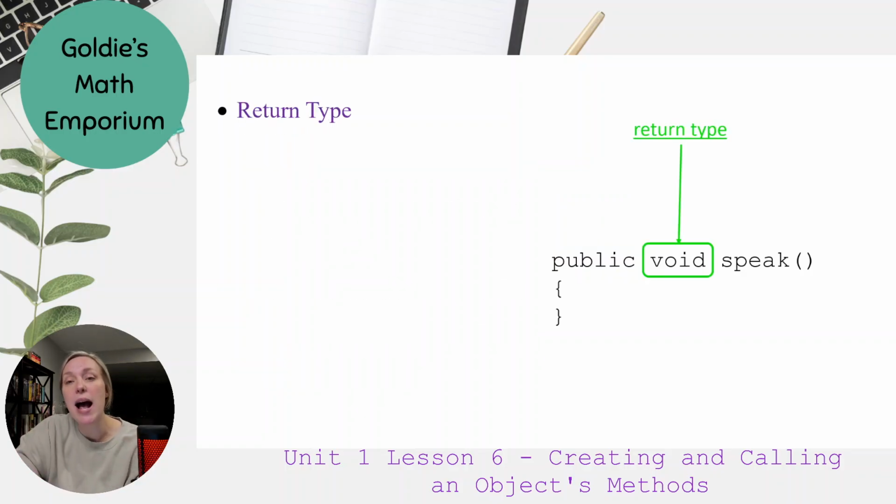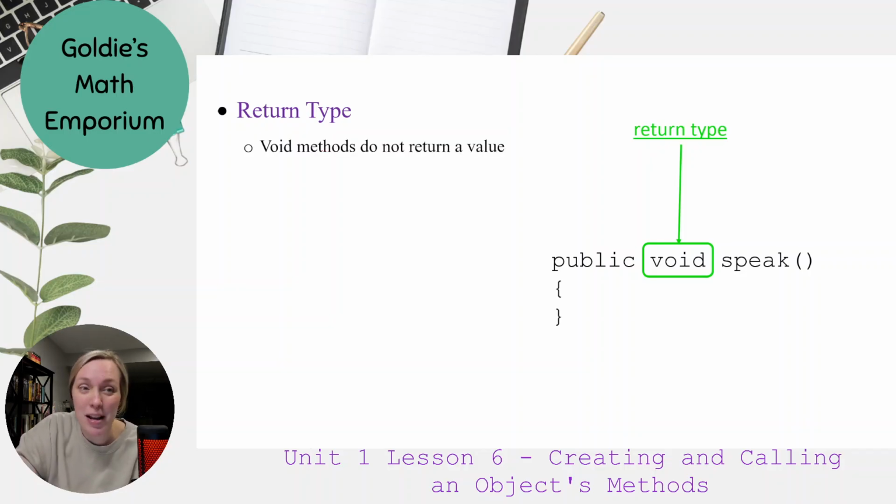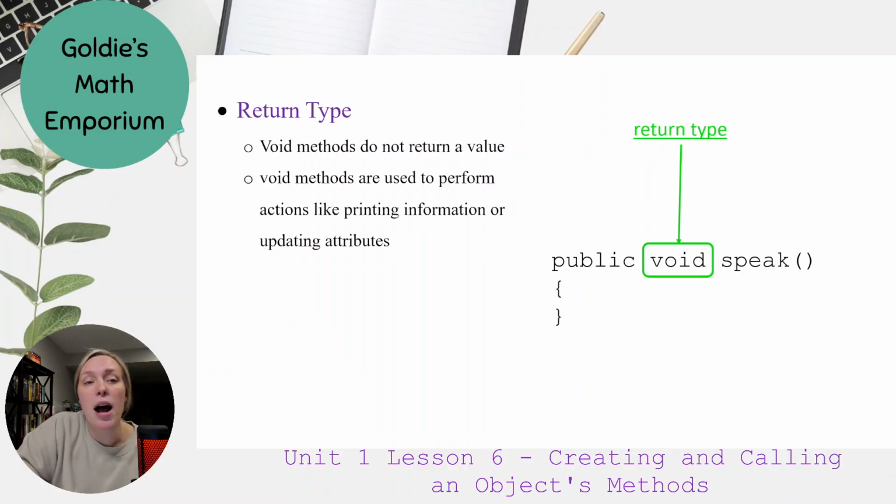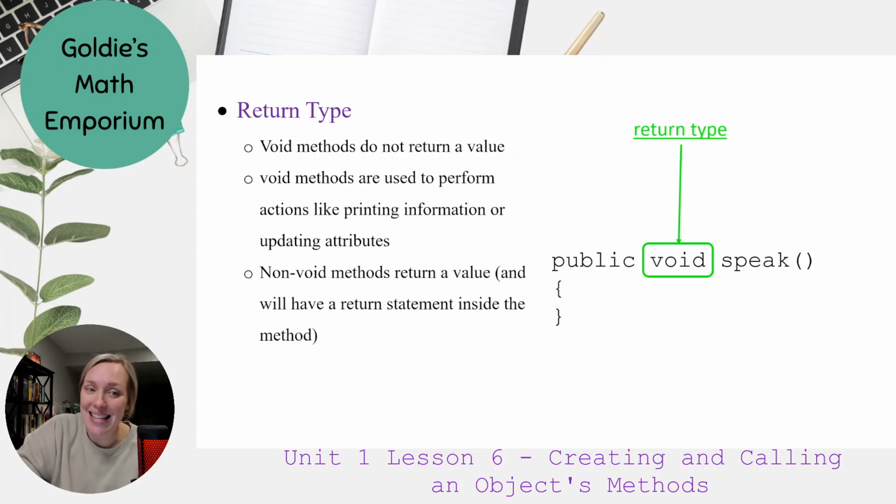The next thing we have is our return type. So you can see highlighted there, I have the word void. It's a return type. Void specifically does not return a value. Void methods are used to perform actions. Usually we print something off, maybe to the console, or we update some of our instance variables, some of the data with some value. They don't actually return anything.